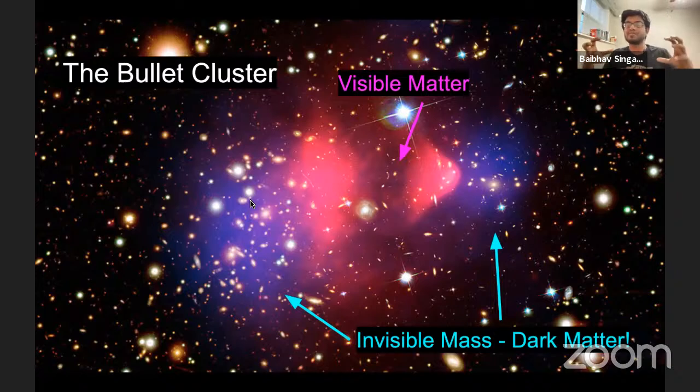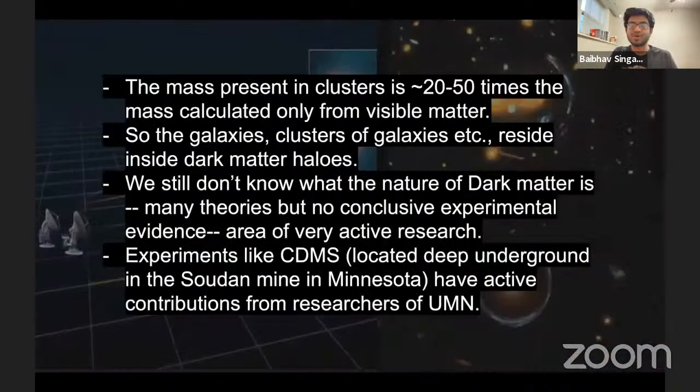This is something that we call the cross section. This is just: if you collide two particles, what is the probability of their interaction? So the cross section of dark matter is very low. That is, it doesn't interact easily with anything, and that's why it is very difficult to detect directly. Okay. So galaxies, clusters, everything reside inside dark matter halos. We have seen enough evidence of that, and we have more evidence of that as well.